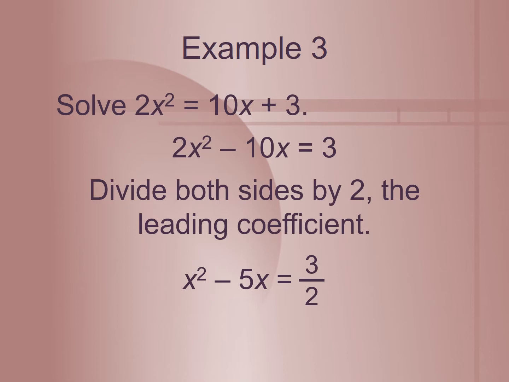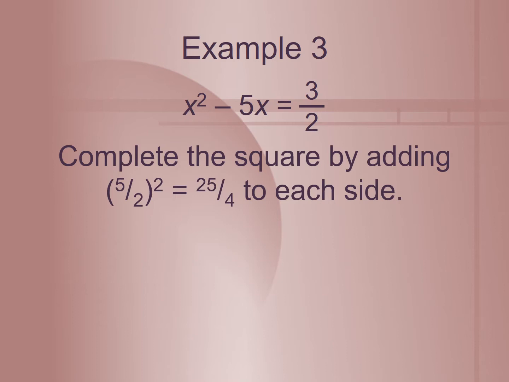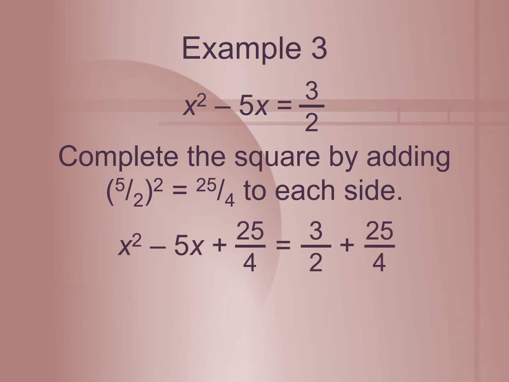I have to take half of my b value, which is the 5. So half of 5 squared. Half of 5 squared is 25 over 4. Add 25 over 4 to each side. And then I'll factor that perfect square trinomial. It'll become x minus 5 over 2 squared. And then 3/2 plus 25 over 4 becomes 31 over 4.